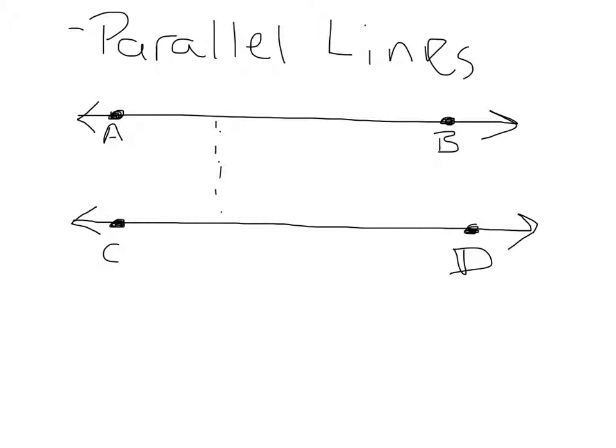So for these to be parallel, they will never get closer to each other, and they'll never get farther apart. Okay, so since these two lines appear to do that, we would call these parallel lines, because they never cross, and they never get closer, and they never get farther apart. So that's one type of lines that we'll talk about today.